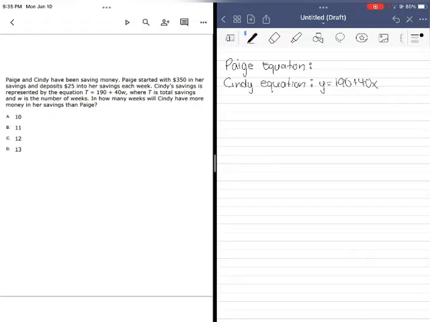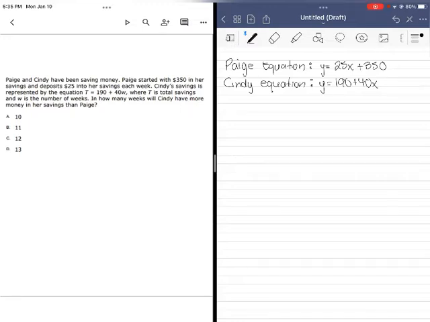Now we have to find it based off the statement for Paige. It says that she had $350 in her savings, but saves $25 each week. Okay, so we know that the word each is a change for us. So 25 is going to carry the X. Anytime you see the word each, it attaches with our X because they're similar. So we got 25X plus 350. Okay, so we have both equations.